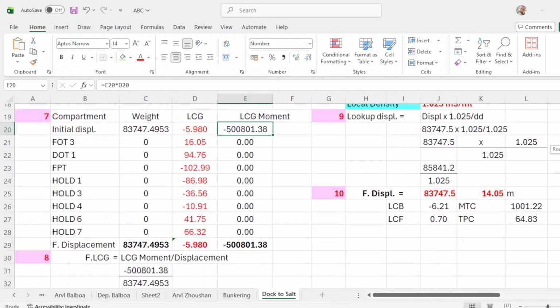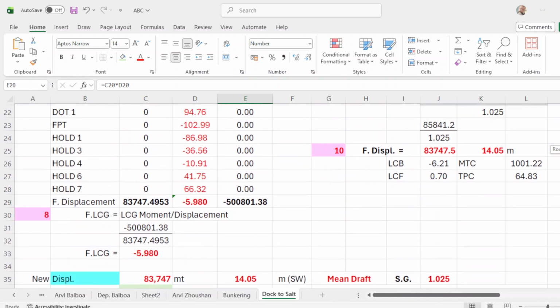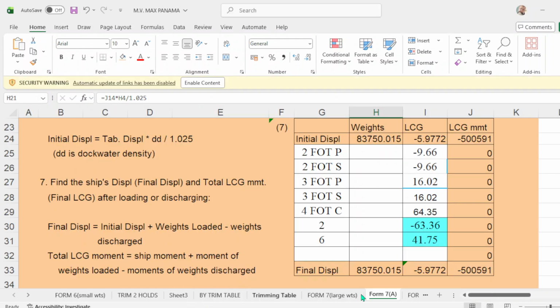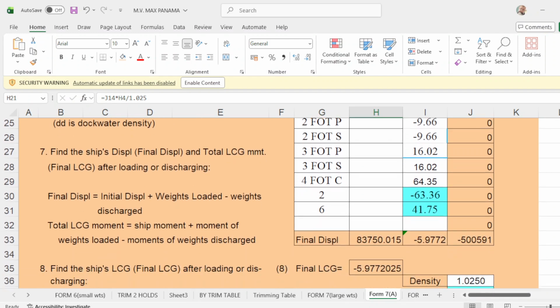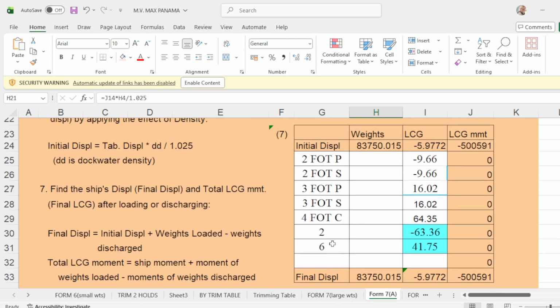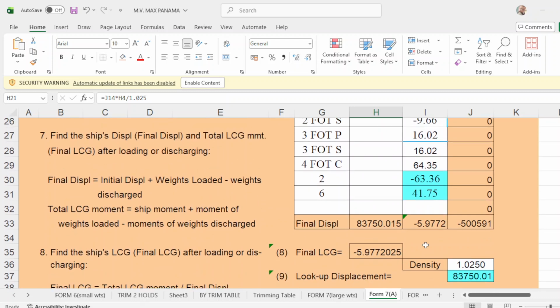Then that's going to be number 7. We go now to number 8. Number 8 is find the ship's LCG or final LCG after loading or discharge. So your final LCG is the same. Okay. Because you never loaded cargo or discharged cargo, so your final LCG would be the same. Okay, final LCG, that is number 8.